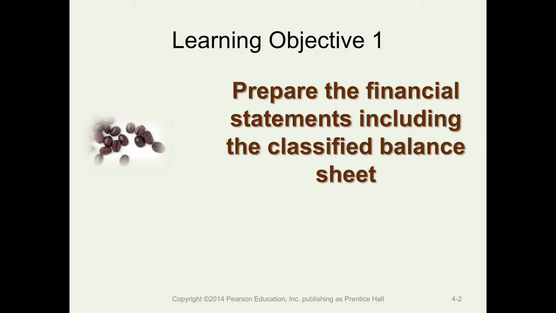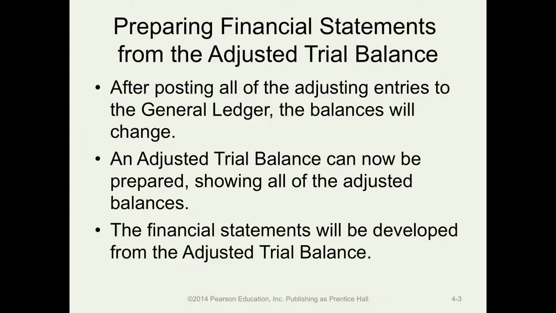Now, the classified balance sheet and the other financial statements are going to be prepared from the adjusted trial balance. Preparing financial statements from the adjusted trial balance takes place after posting all of the adjusting entries to the general ledger, and of course the balances will be updated at that point. As we mentioned toward the end of our previous modules, we will be using a worksheet, and that worksheet will allow us to examine the effects of the adjustments on the financial statements.